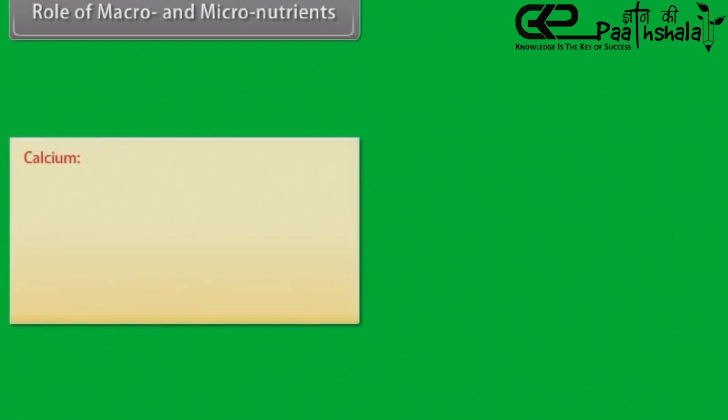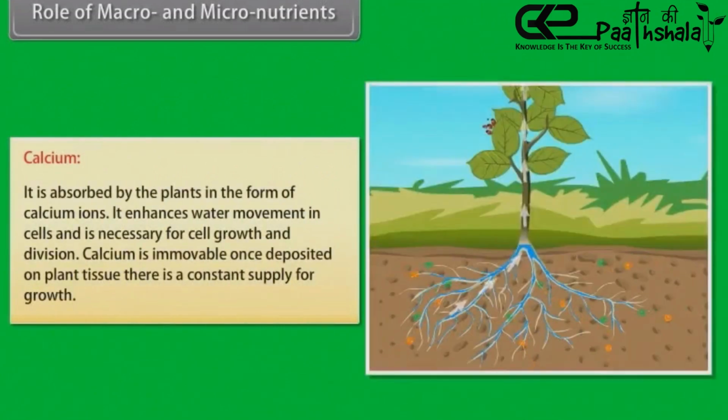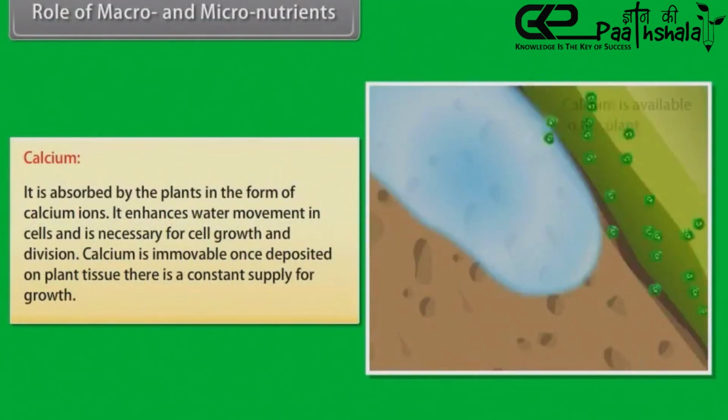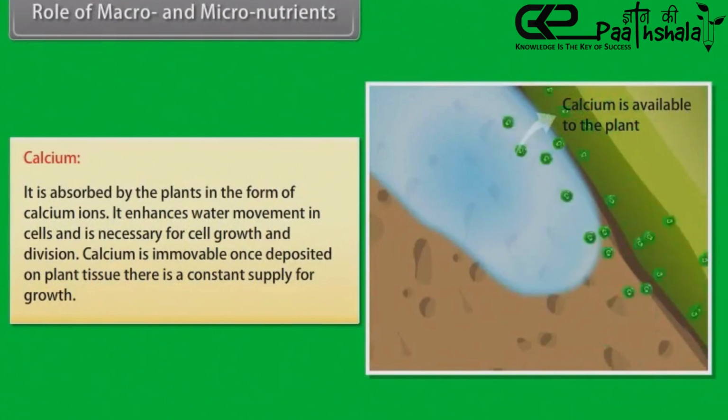Calcium. It is absorbed by plants in the form of calcium ions. It enhances water movement in cells and is necessary for cell growth and division. Calcium is immobile. Once deposited in plant tissue, it is not redistributed, so there must be a constant supply for growth.